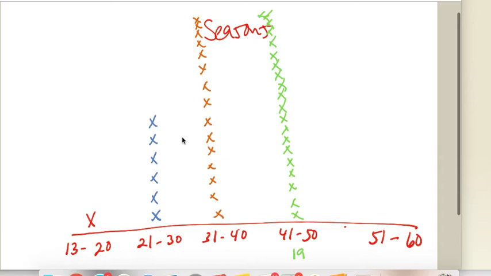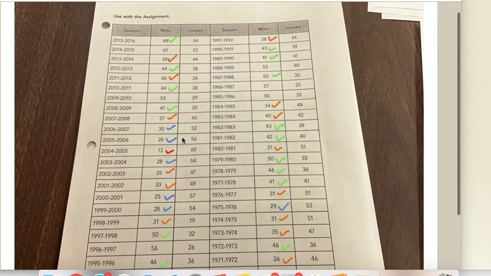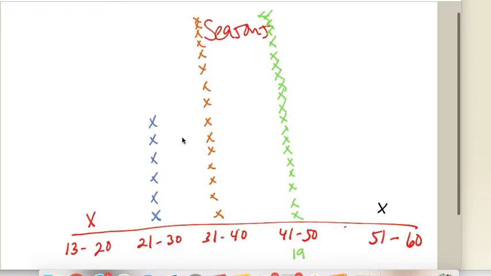Now I need to do the rest of them, 51 to 60. So how many will that be? I think I'll do this one in black. 51 to 60. So 1, 2, 3, 4, 5, 6, 7. So when I go back, I only need to make 7 X's now. 1, 2, 3, 4, 5, 6, 7. So that took a little bit of time, but we did it. And that's what you have to do for question number 1.